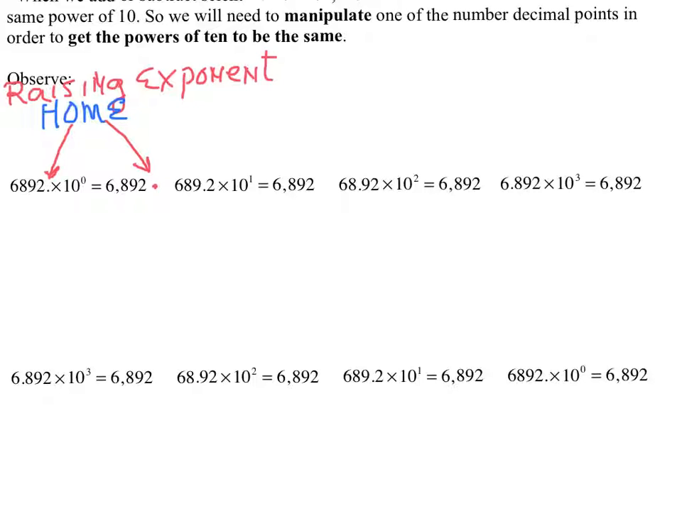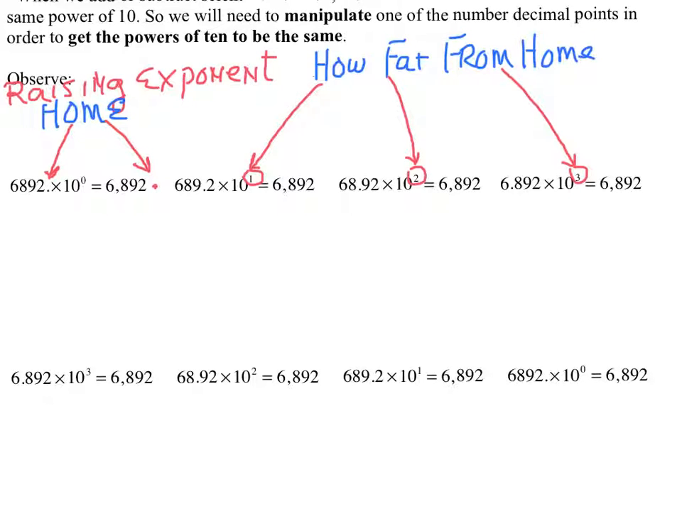This first number is 6,892 times 10 to the 0 power, which is the same thing as 6,892. So I will call this the decimal place is now at home in a normal number. Notice that the exponent increases from 1 to 2 to 3, going from left to right. So if I want to change a 0 exponent up 1, I will move the decimal point one step further away from home. And I end up at 689.2 times 10 to the first power.